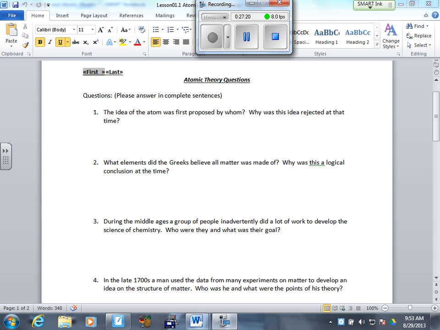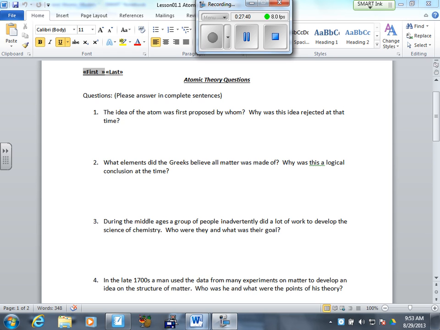Okay, number 3. During the Middle Ages, a group of people inadvertently did a lot of work to develop the science of chemistry. Who were they? The alchemists, right? And what were they trying to do? Right, they were trying to turn common substances into gold. Okay, they were trying to get rich through chemistry.